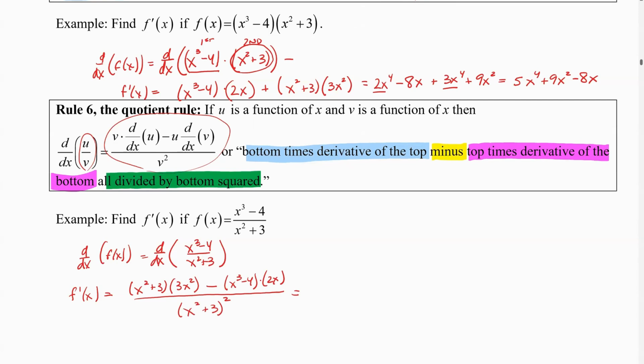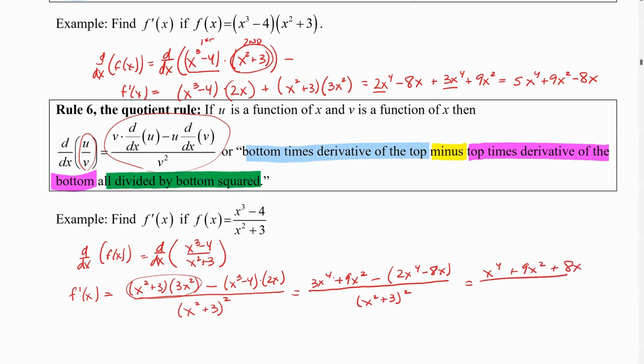Maybe you want to get rid of all those parentheses, see if it cleans up okay. Let's take this part, we'll clean this up first. 3x to the 4th plus 9x squared minus the quantity, 2x to the 4th minus 8x, all over... I'll tell you, I will not be expanding out that bottom. I could, but I'm not gonna. 3x to the 4th minus 2x to the 4th, that's just x to the 4th. x to the 4th plus 9x squared plus 8x, all over x squared plus 3 squared. And that's a fine way to leave that.